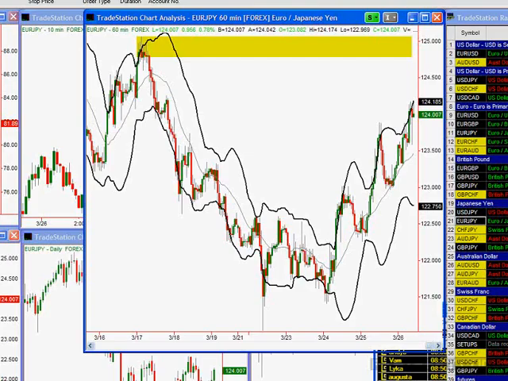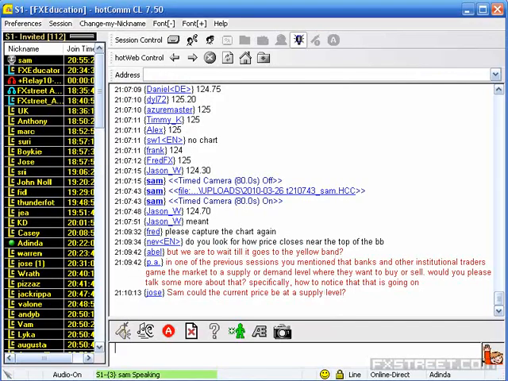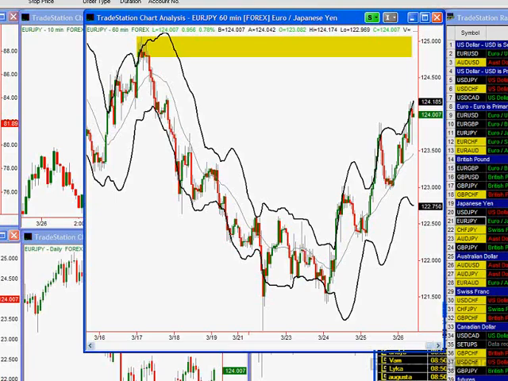Let me back up here a little bit to make sure I don't miss any questions. Do you look for how price closes near the top of the Bollinger Band? That's one question from Nev. No. All we need, Nev, is for prices to touch that supply or demand level and be piercing the upper or lower band at the same time. Because if you wait for the close, you're going to miss your best entries. Your best levels, price is going to touch that level and turn right away. So if you wait for that candle to close, you're probably far away from your low risk entry point. It's not low risk anymore.